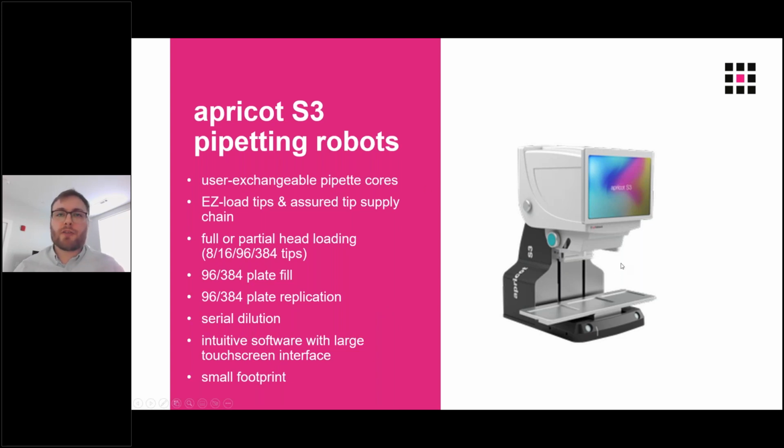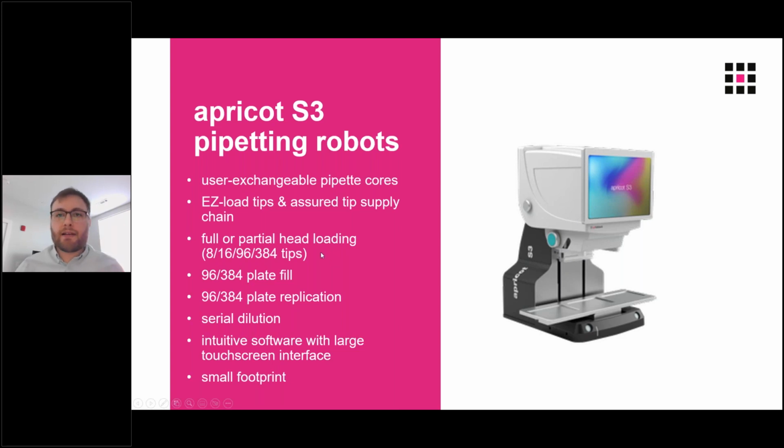The core at the heart of the instrument is user exchangeable, so you can switch between 96 and 384 in seconds. The tips are easy to load, and there is an assured tip supply chain. Another key thing about the tips is the way they seal against the gasket inside the head means there is even pressure and force exerted across all 96 or 384 tips. It's not like deformation seal tips where the ones at the edges or the ones in the center might be better or worse sealed than the others around it. The Apricot provides a very even and reliable sealing across all tips.